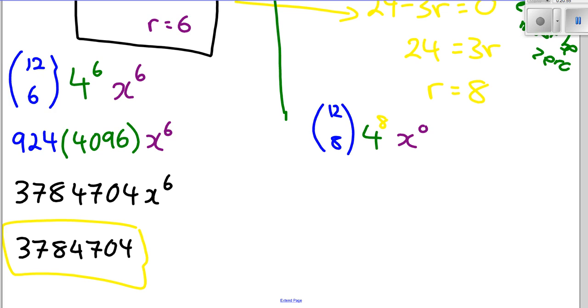And I'll let some of you guys try plugging into your calculator. Let's see if we get the same answer. You get a big number.